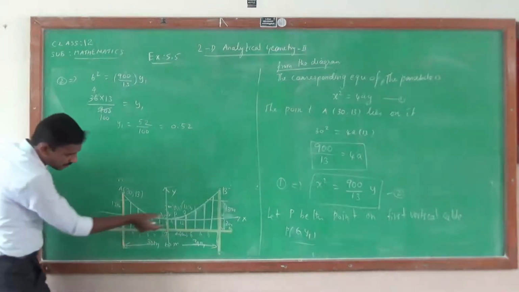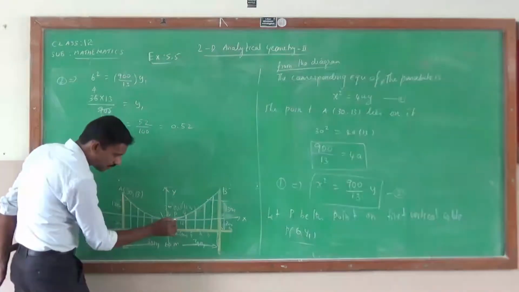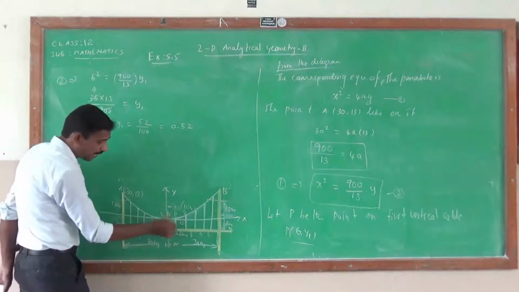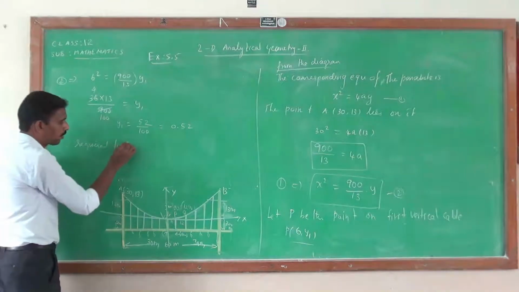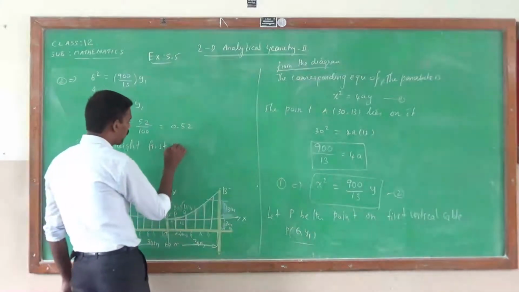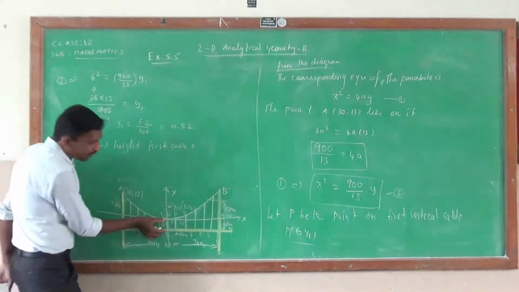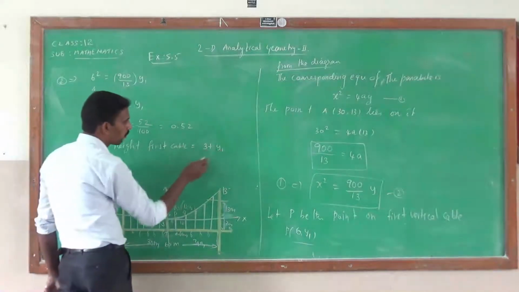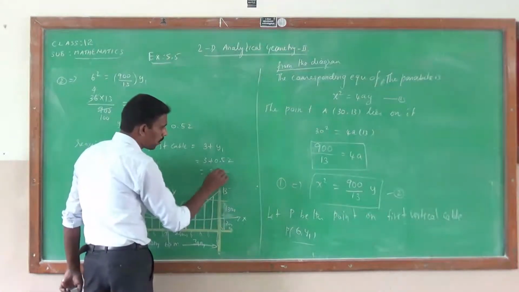But we need the height of the cable. This y1 is nothing but 0.52, it's nothing but measured from the x-axis. But according to the problem, the required height of the first cable is obtained by adding the roadway length 3 meter and the length y1. So 3 plus y1, nothing but 3 plus 0.52, which is equal to 3.52 meter.